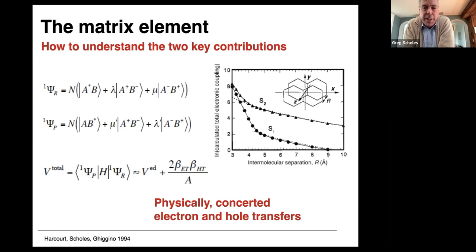It's a separation between two naphthalene molecules and the calculated electronic coupling, the total coupling on the y-axis, which is a log scale. And you see when the molecules are close together, less than 5 angstrom apart, you get this steep exponential distance dependence of the matrix element for energy transfer, and in this regime the orbital overlap contributions dominate, so they can give really strong couplings.